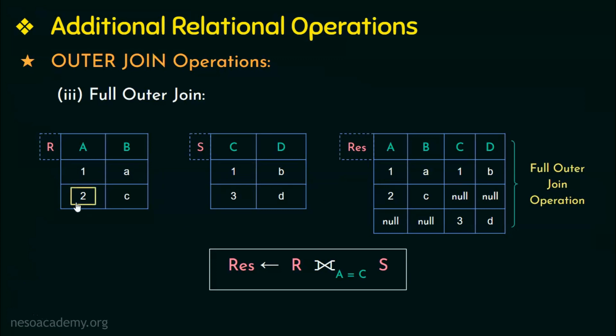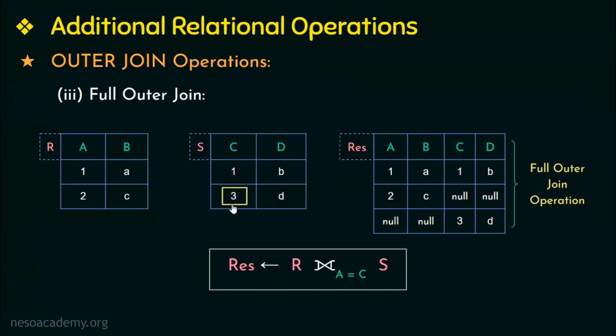The next tuple from relation R does not satisfy the condition A is equal to C. That is, this number 2 does not match with any of these values. Therefore, that tuple will be displayed in the result, and since there is no matching tuple from relation S, it is padded with null values.